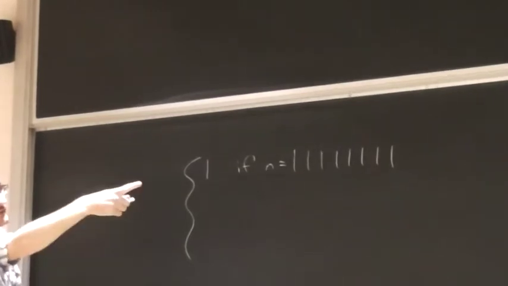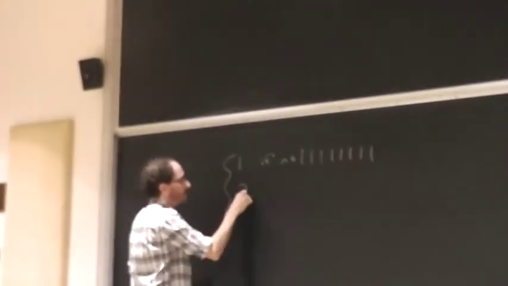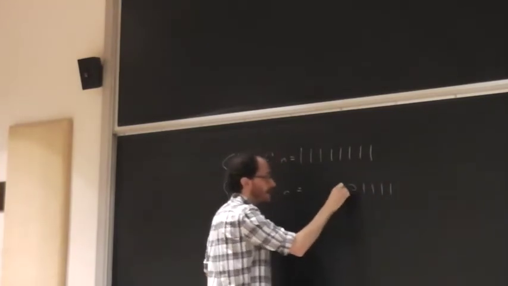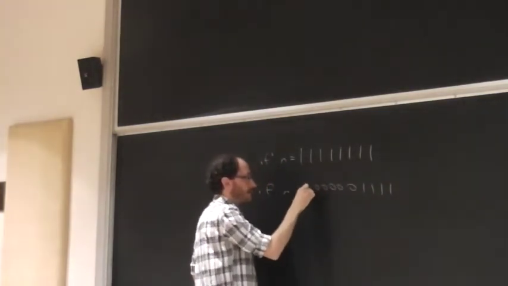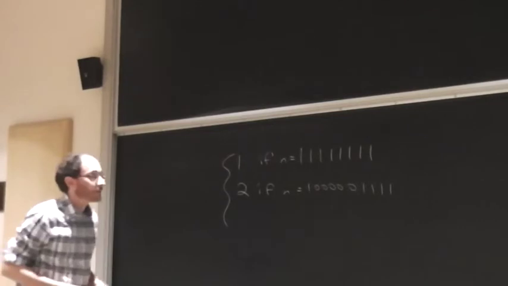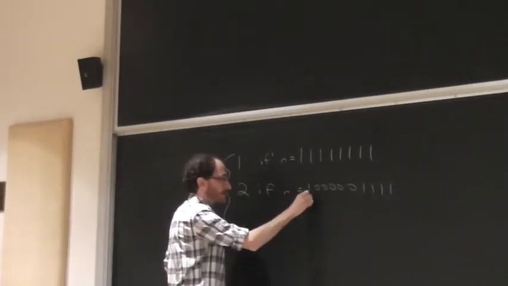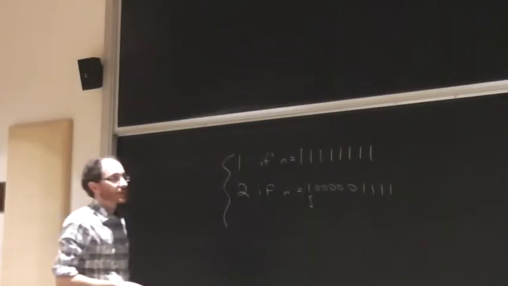And then what does the second expression look like? Well, it's 2 if n has a bunch of 1s like this, but then has some set of zeros, and then a single 1 following it. So this 2 to the b is in the b position or something like that.